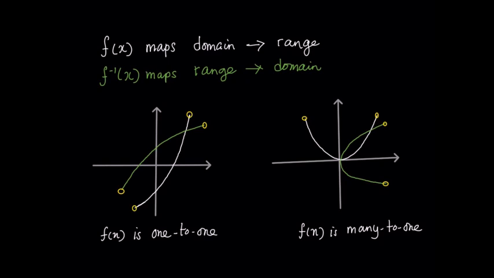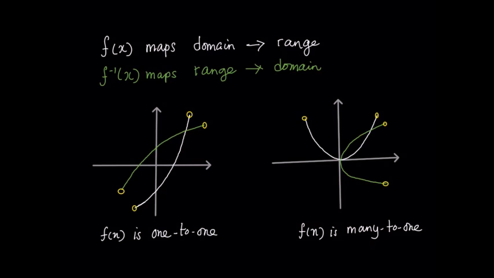A function maps an element in the domain to an element in the range, but the inverse function maps an element in the range to an element in the domain. It does the opposite of a function. It undoes the mapping. But what this means is that only one-to-one functions have inverses, as the inverse of a many-to-one function would be one-to-many, and that's not a function. It would not pass the vertical line test.